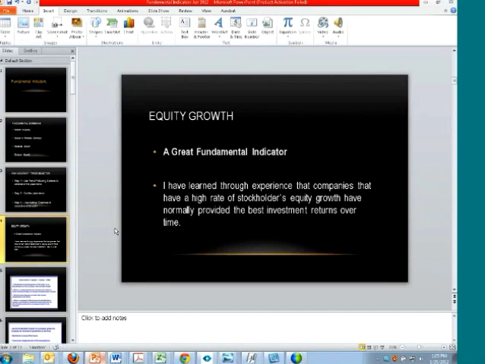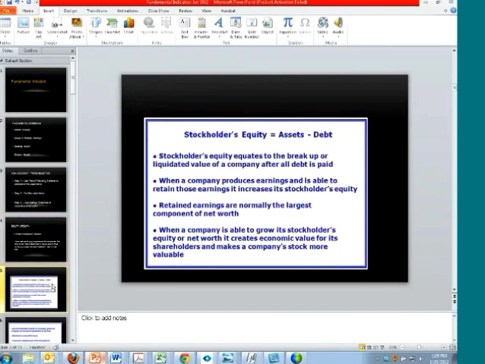So equity growth is a great fundamental indicator. I've learned through many years of experience that companies that have a high rate of stockholders' equity growth normally provide the best investment returns over time. So there's a strong correlation between high equity growth rates and high returns for companies. And the stockholders' equity is calculated by subtracting a company's debt from its assets. So essentially it's the breakup value or net worth of a company.